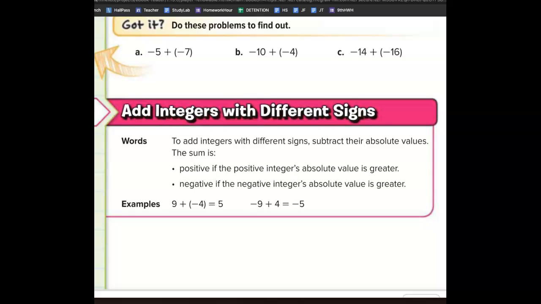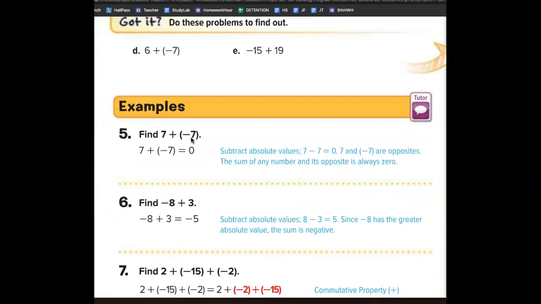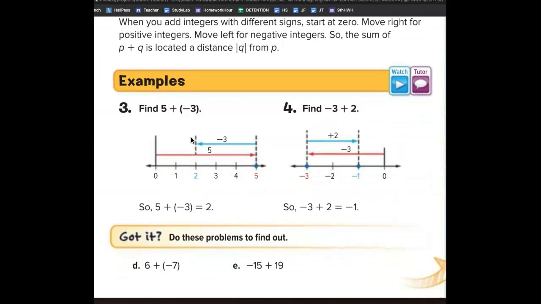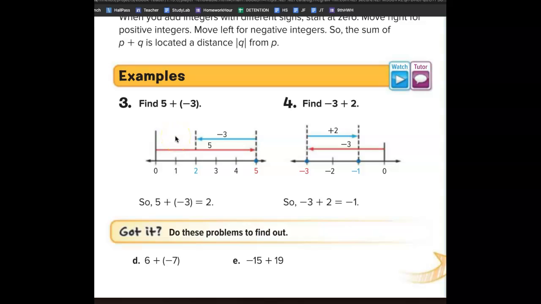So same sign with sum, different sign, we find the difference, which means we, what does difference mean? If we find the difference, we subtract. We should know these terms, okay? So same sign sum we added, different sign difference, we're going to subtract them. So let's look at the top of the next page. Okay, they have 5 and -3.